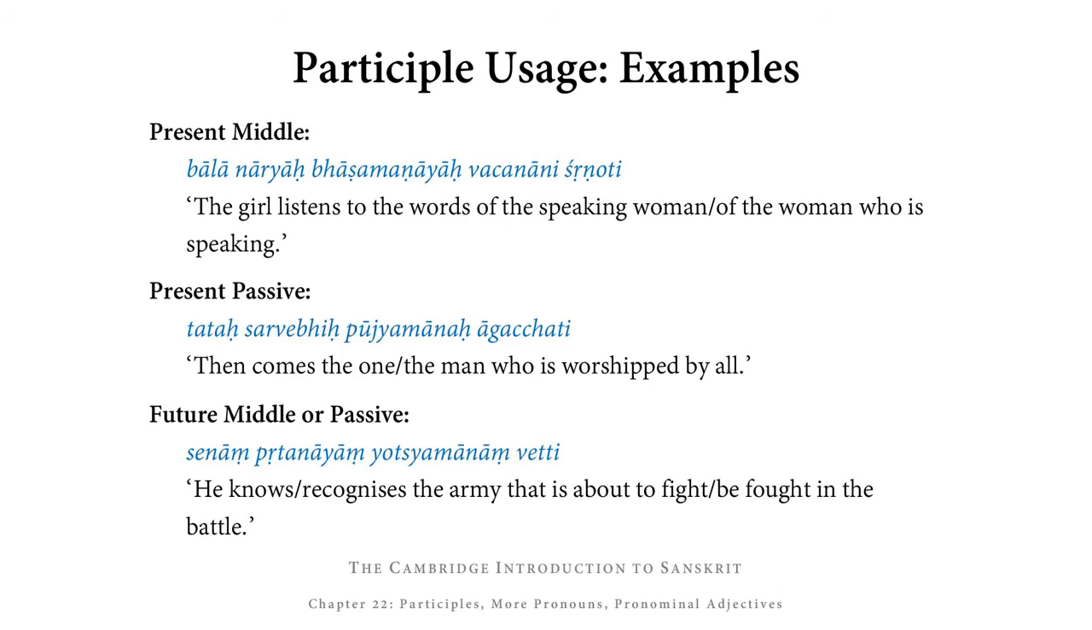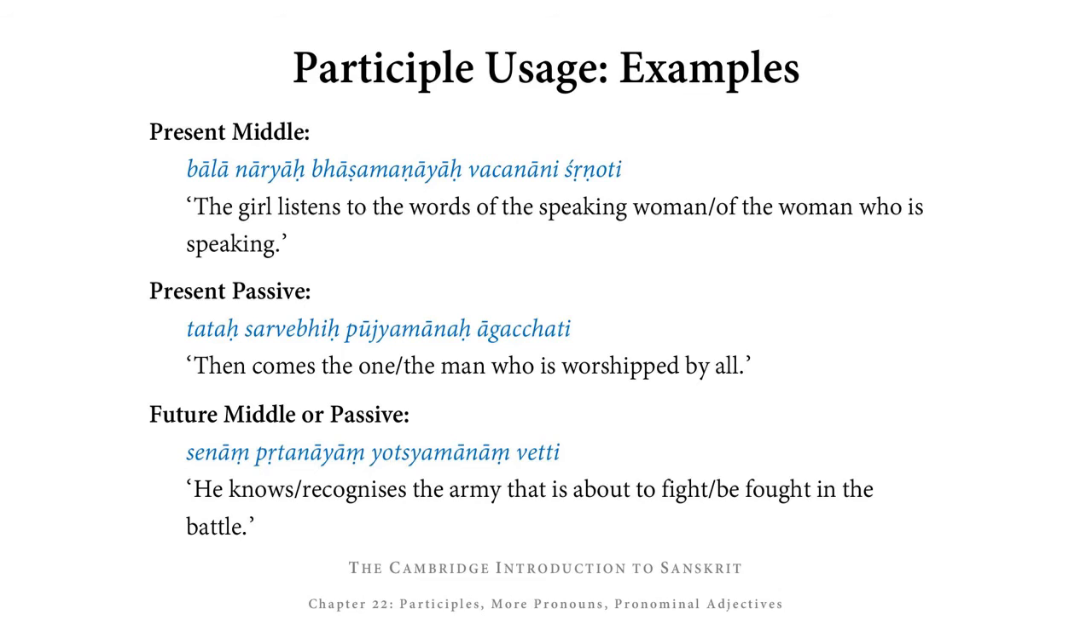Let's look at a few more participle examples, but this time in context. First of all, a present middle participle. Bālā nāryāś bhāṣamāṇāyāś vacanāni śṛṇoti. Bālā, the girl. Śṛṇoti, listens to or hears. Whom or what? Vacanāni, the words. The words of whom? The words nāryāś, of the woman, and the woman is described as bhāṣamāṇāyāś, of the speaking woman. In better English, we would translate this as the words of the woman who is speaking.